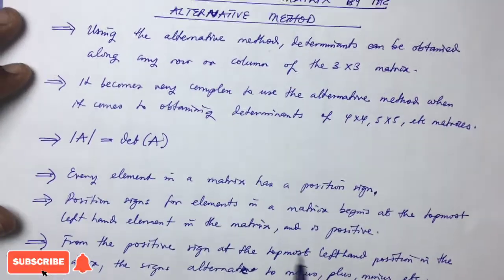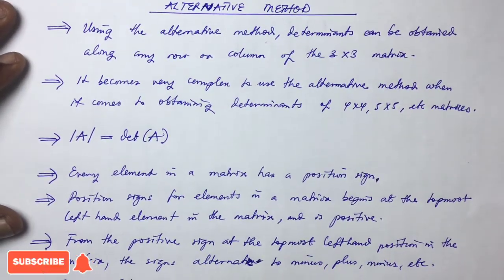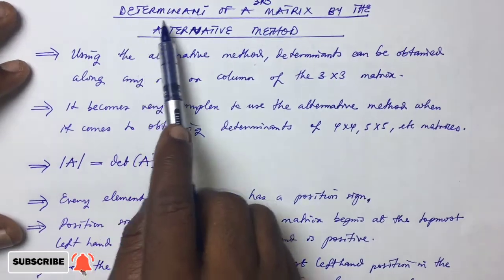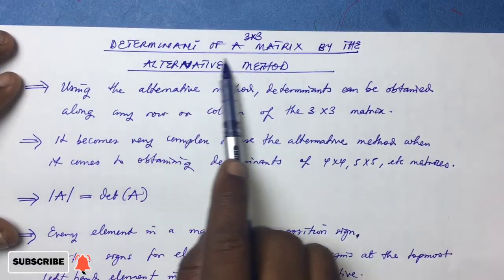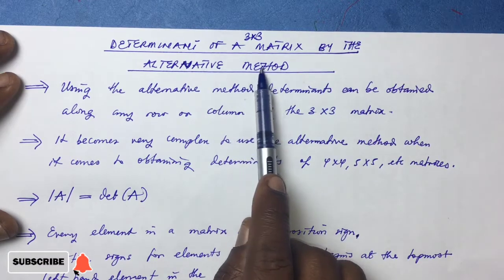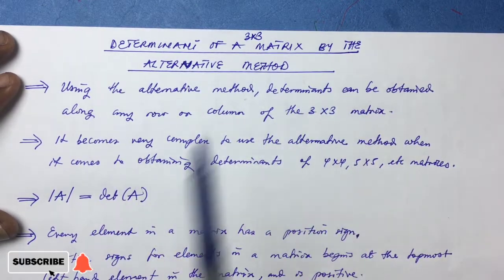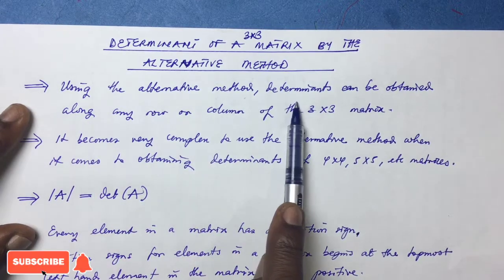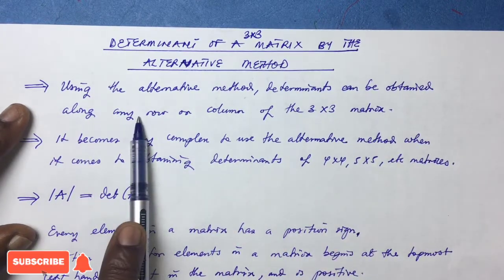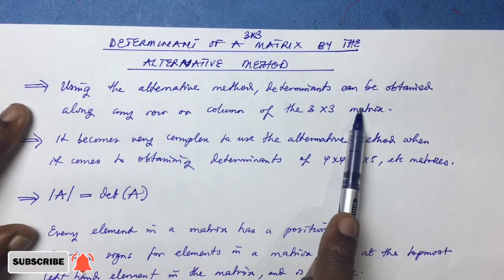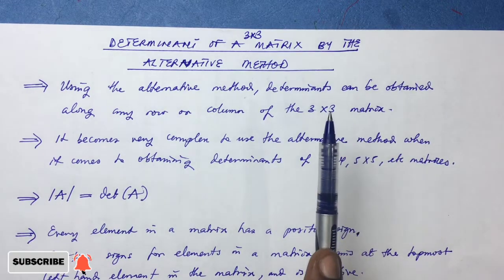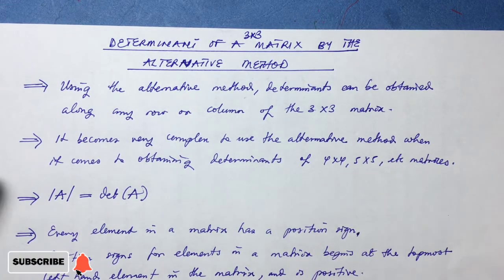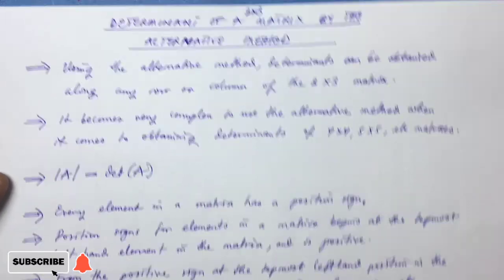So, let's quickly go over all the things I've said so far. Number one, the first thing we want to do is we want to obtain the determinant of a 3 by 3 matrix by the alternative method. Okay? So, I am saying, in using the alternative method, determinants can be obtained along any row or column of the matrix. So you take note of that. It means that using this method, I can obtain the determinant of a matrix along any row or column.